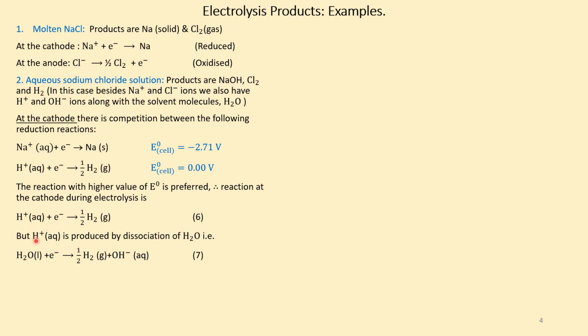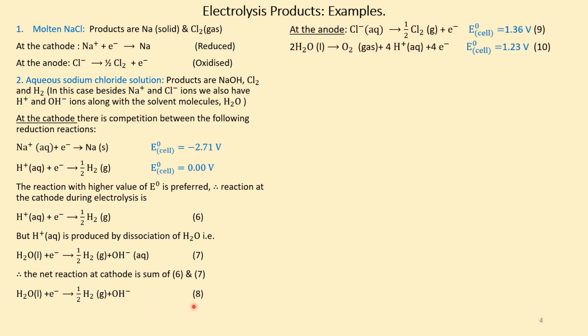But this H+ is produced by dissociation of H2O. So H2O further gets reduced, absorbs an electron and becomes half H2 gas plus OH-. Let it be equation 7. The net reaction is thus the sum of equations 6 and 7, and is given by H2O liquid reduces to form half H2 gas plus OH-. Let it be equation 8.